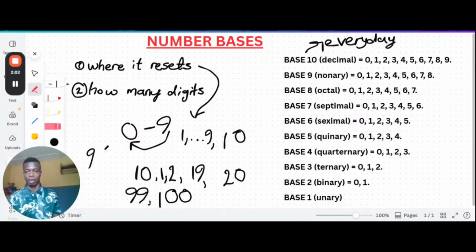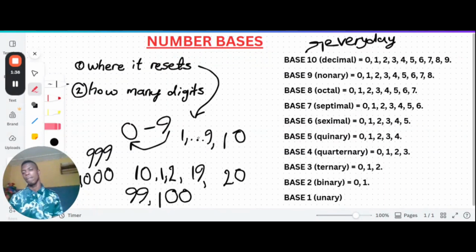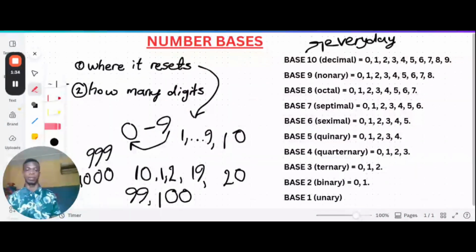When you have 9, 9, 9, this 9 resets to 0. You have to put 1 here, but this is already 9. So it resets to 0. You have to put 1 here, but this is already 9. It resets to 0, and you have to put 1 here. So that's how number bases work. And as we all know, 100 comes after 99, and 1000 comes after 999. So that's basically how it works. 10 comes after 9 as well. So that's how resetting of number bases works.